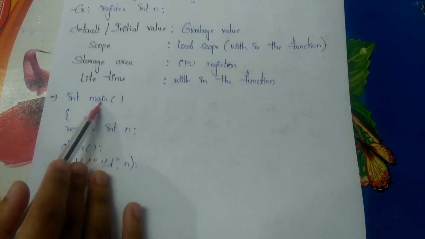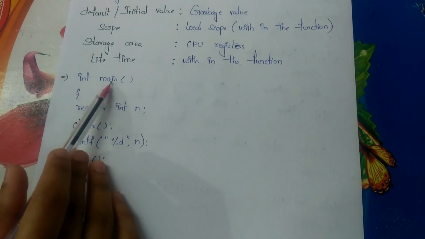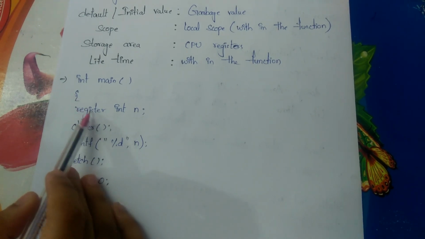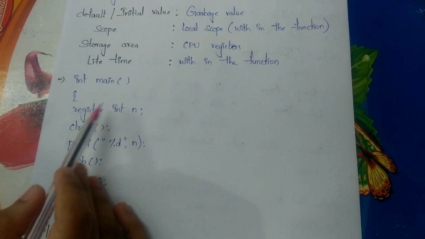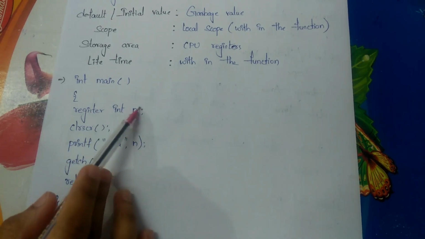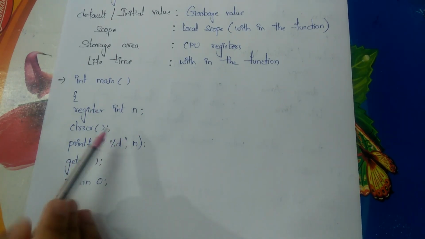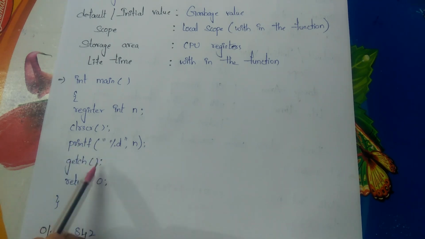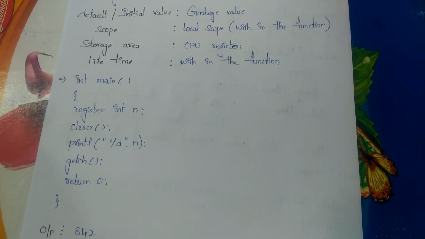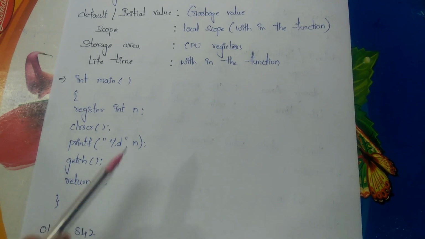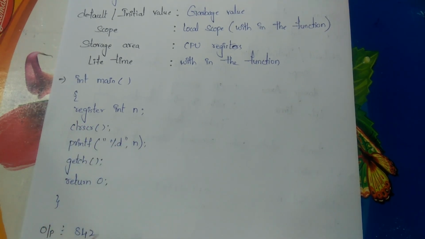Now let's see the program for this. So int main, within the block register int n. I am declaring the variable n with the register keyword, then clrscr. Now I want to print the value of n, so printf percent d, n, and getch, return 0. In the output I got 842. It depends on the compiler we are using, and since we are using register, by default it returns a garbage value. So this is about the storage classes.